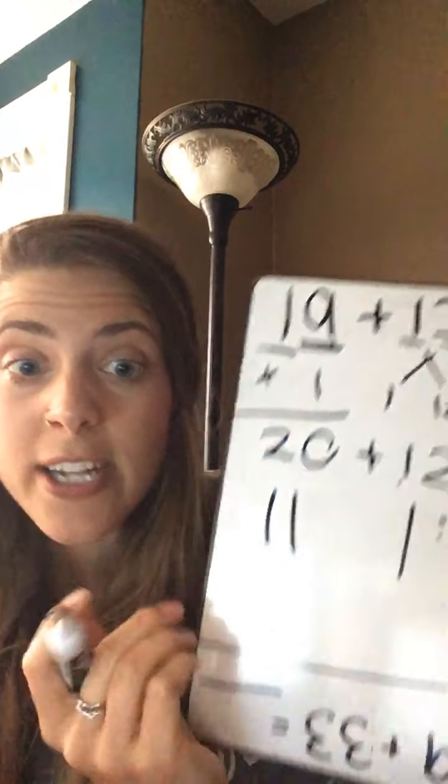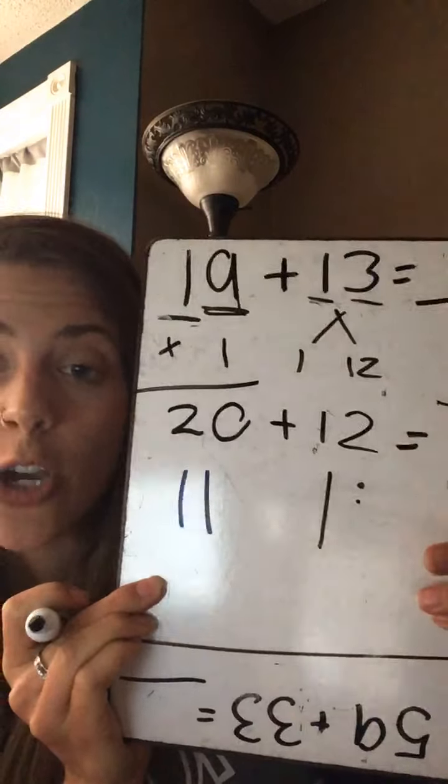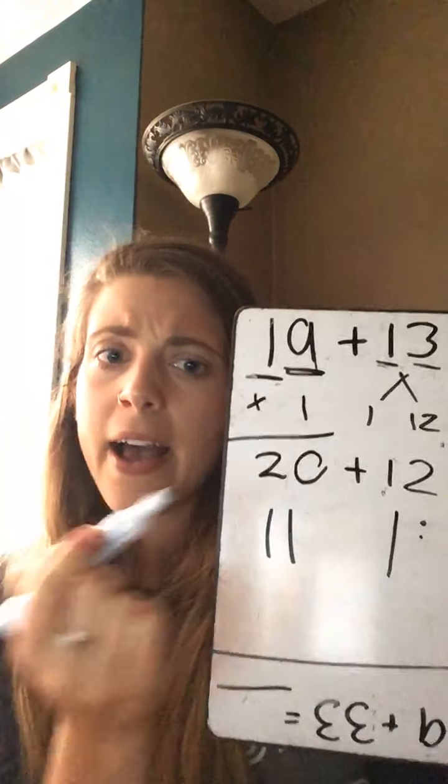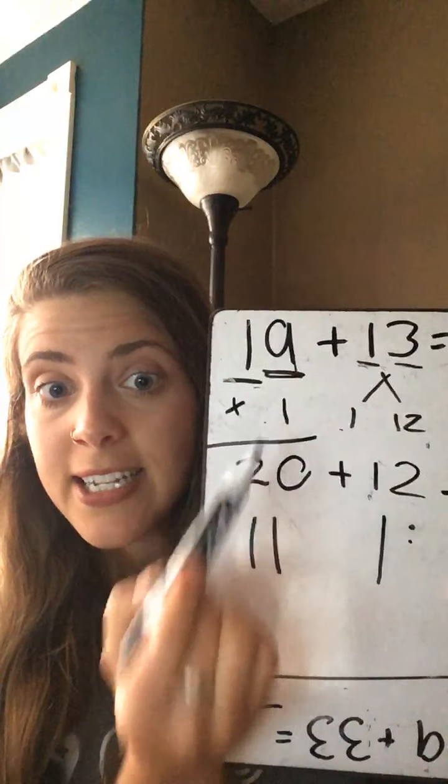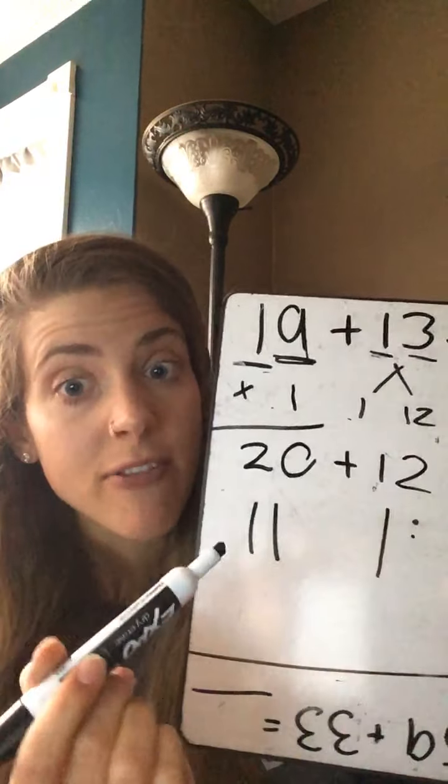The book wanted us to show that to you. It might be a little confusing, but I did want to show you just in case this makes sense. And you're like, oh yeah, I know 19 is close to 20. So if I take 1 away from the 13, give it to the 19, then I have 20 plus 12, and I can solve that easily.